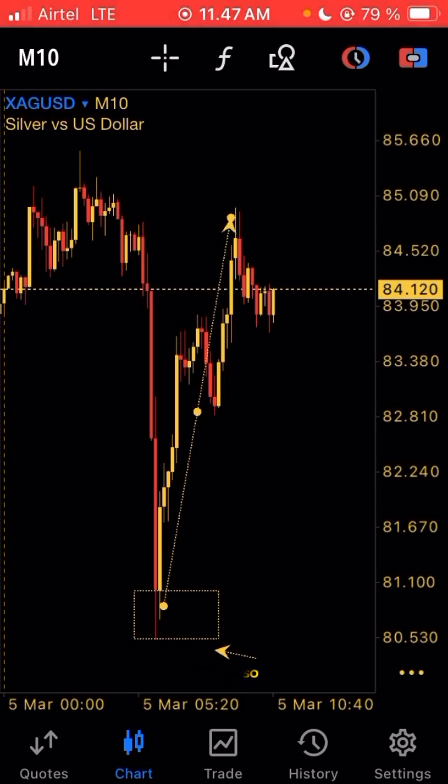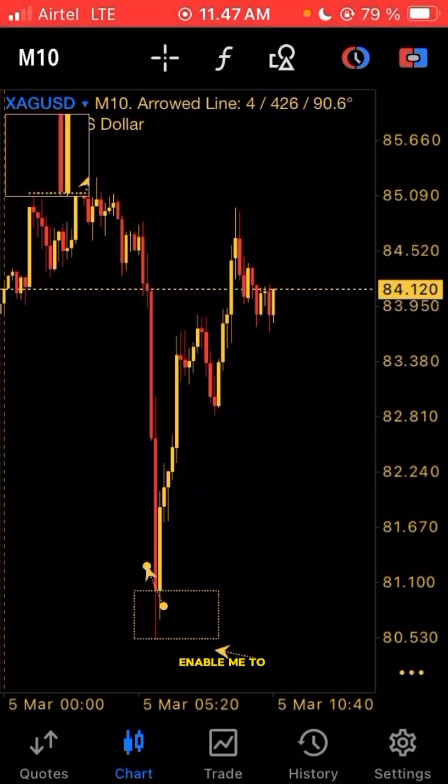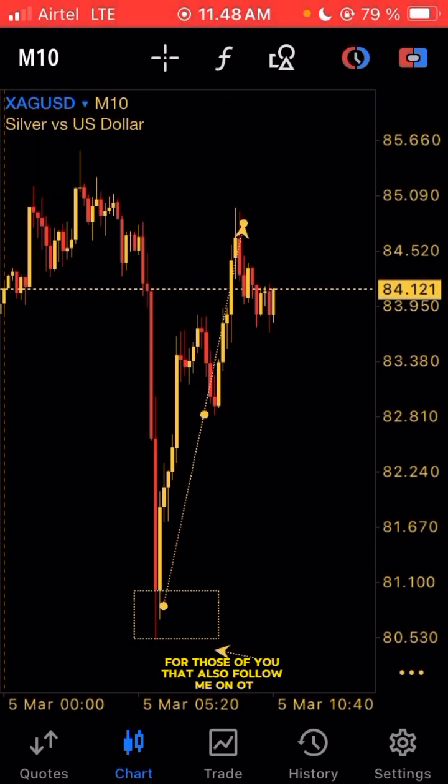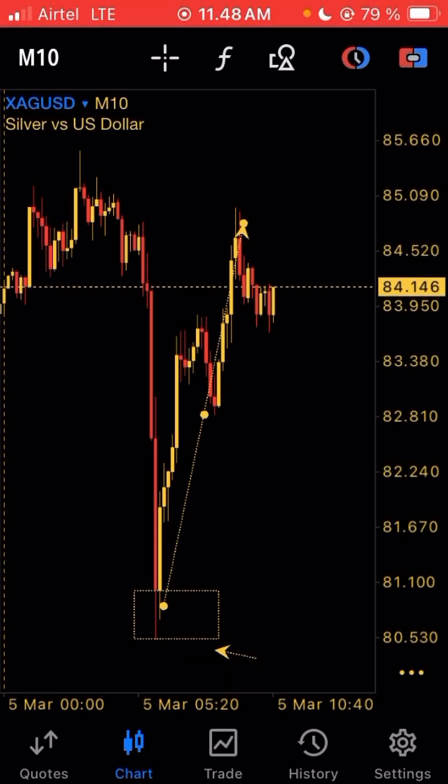You see, my strategy enabled me to take risk to reward ratios of 1:5 and beyond. For those of you that also follow me on other social media like TikTok, you are going to see I post my risk to reward ratios on my trades, right? And these trades are risk to reward ratios of 1:5, 1:10.